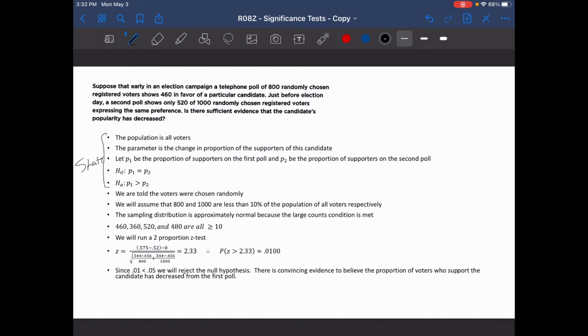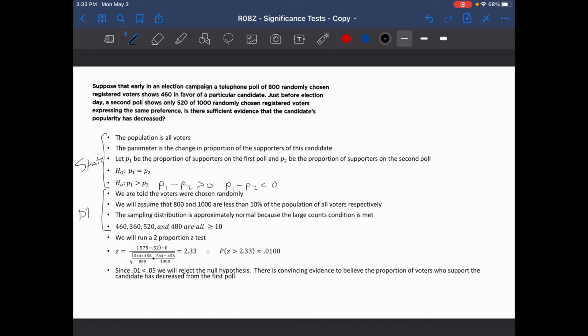And what we are trying to determine is our null hypothesis is that those two proportions are equal to one another, whereas our alternate hypothesis is that proportion 1 is greater than proportion 2. You can also write that as P1 minus P2 is greater than 0. Either way works. If you were trying to say that proportion 2 is greater than proportion 1, you could also say that P1 is less than P2, or that P1 minus P2 is less than 0. It doesn't really matter which way you write.